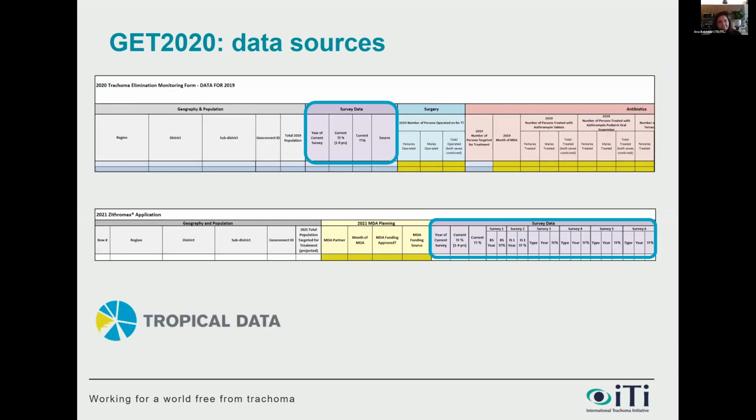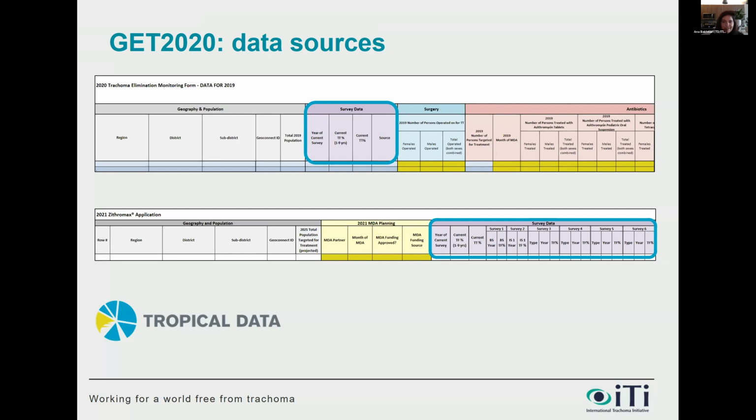So for the sources of these data, at the top of your screen, you'll see an example of the trachoma elimination monitoring form. Distributions data are collected through this form, and they're pre-populated and sent out to health ministries in January of each year so that they can report on SAFE interventions for the previous year. In the middle, you see an example of a Zithromax application. These are pre-populated as an additional tab within the TEMF workbook for health ministries that are applying for Zithromax for the subsequent year. And then for survey data, you'll notice that I highlighted the survey data section on both of these forms. The results of the Tropical Data surveys that are automatically shared with GET 2020 are pre-populated in these two sections before they are sent out to countries.